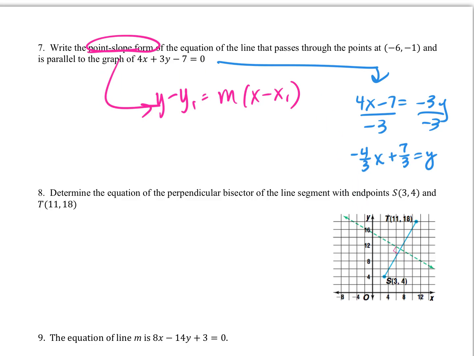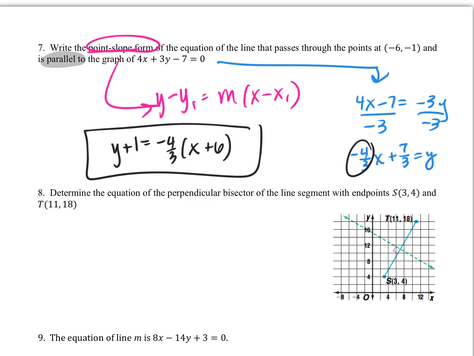If they want it parallel to it, you guys, are we going to keep it or change it? We're going to keep it. So what's going to be my point slope form? Ben Richardson, you got this. Y minus y plus 1, he said, equals my new slope. Negative 4/3 x. Perfect, you guys.